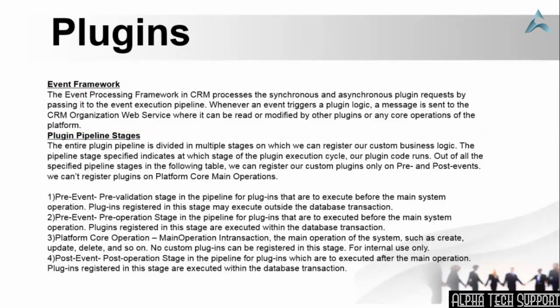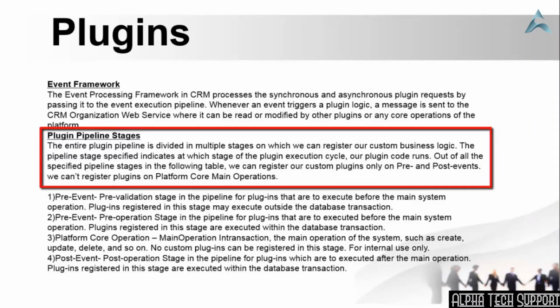So basically this event framework is going to help us whenever any specific event triggers plugin logic. At that time, a message will be sent to the CRM organization web service, where the message will be read or modified by other plugins or any core operations of the platform. So this is very important in terms of plugins. So the plugin pipeline stages, which are going to help us in terms of the event framework, let's understand about that.